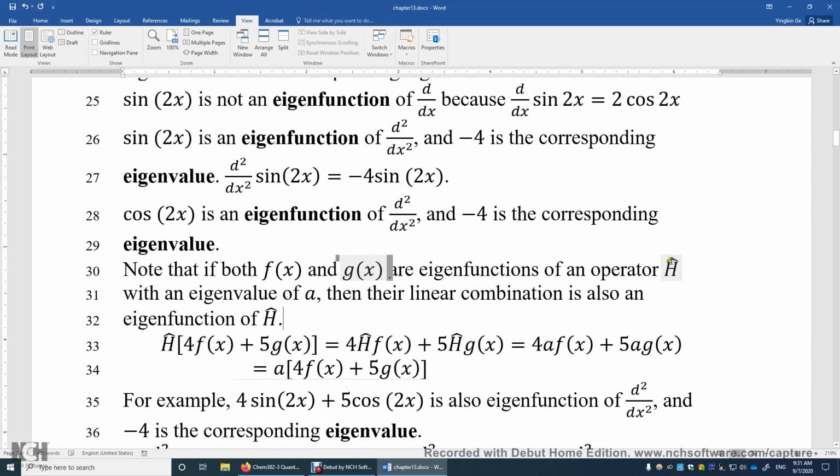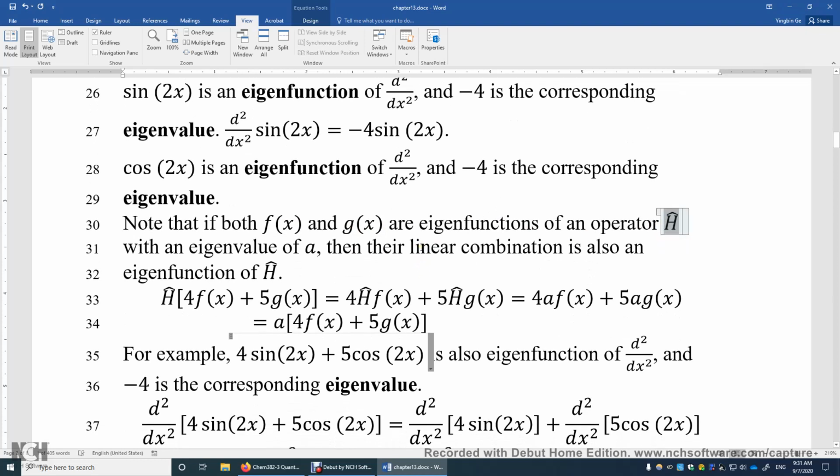Now let's look at this H. This H is a linear operator, so if both f and g are eigenfunctions of H, then the linear combinations of f and g are also eigenfunctions of H. Let me give you a specific example.